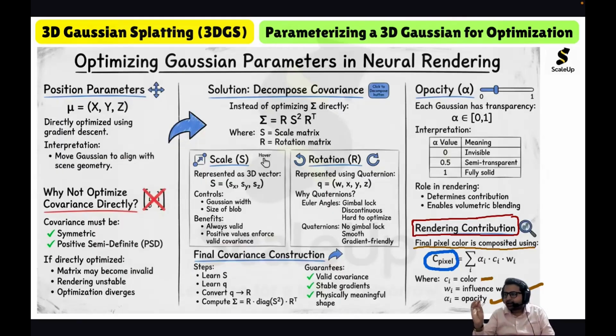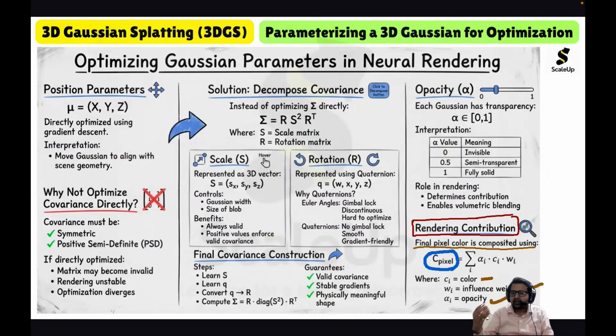Opacity is the transparency. Let us suppose we have a 3D Gaussian which should be on the top. So it cannot be very transparent, or it can be transparent also. It depends on the scenario. But the idea is very clear that every 3D Gaussian will have an opacity, a color, and an influence weight, and we will be considering these.